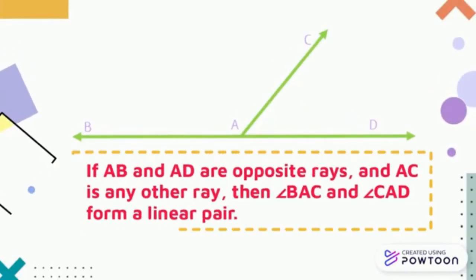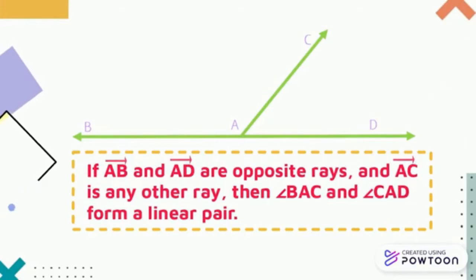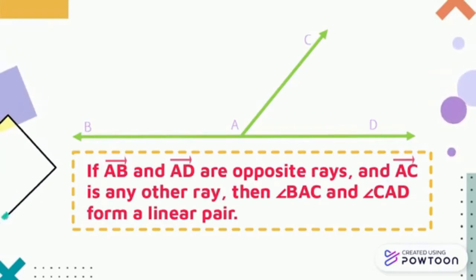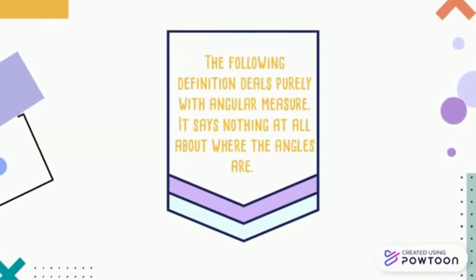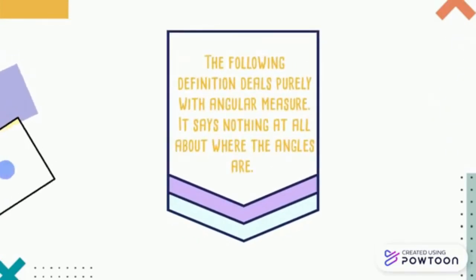Two angles form a linear pair if they look like this. If ray AB and ray AD are opposite rays, and ray AC is any other ray, then angle BAC and angle CAD form a linear pair. Please take note that the following definition deals purely with angular measure. It says nothing at all about where the angles are.